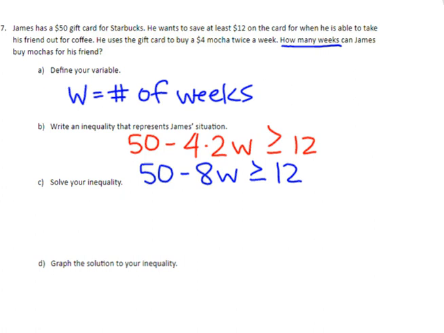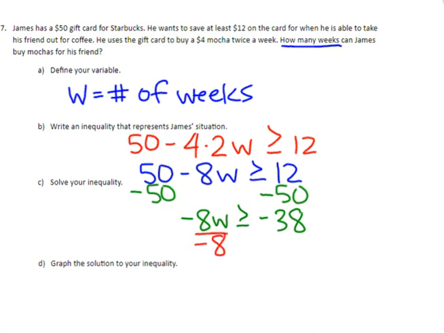Okay, solving the inequality, I'm going to subtract 50 from each side. So -8w is greater than or equal to -38. And then divide both sides by a negative, which means the inequality symbol will reverse. And we get W is less than or equal to 4.75 weeks. When you are doing a word problem, make sure your answer is reasonable. If we had left it as greater than and forgot to flip it, that means he could spend an infinite amount of money, which wouldn't quite work. So we'd have to have it less than.